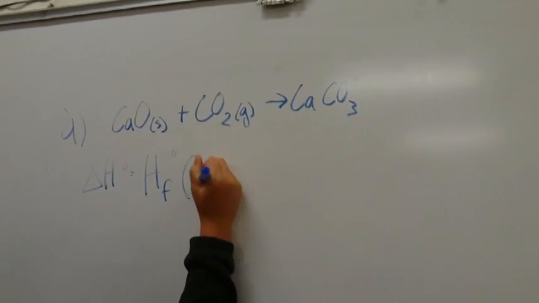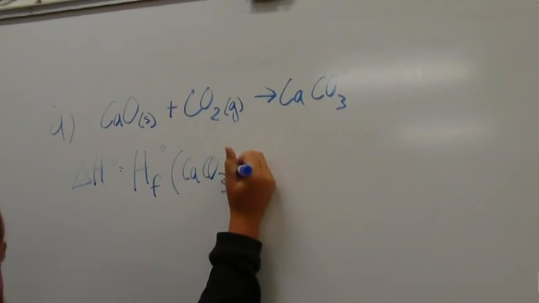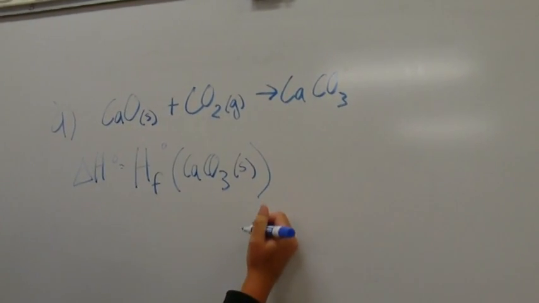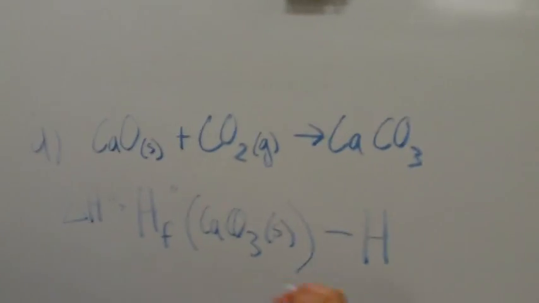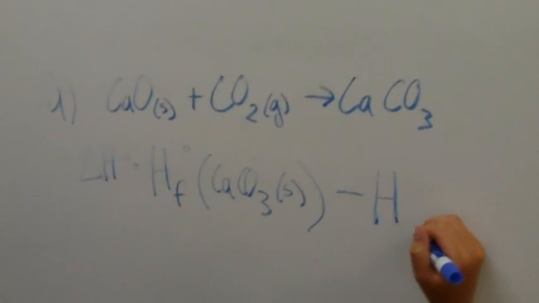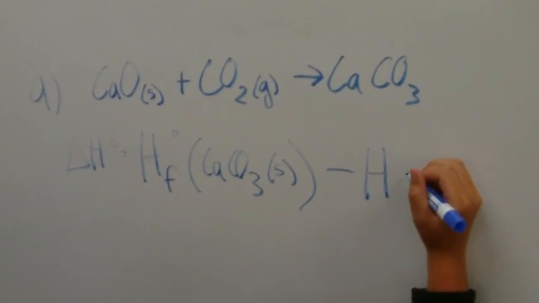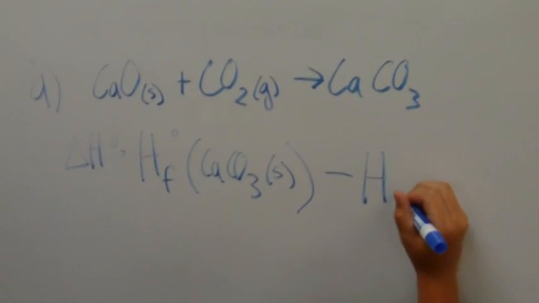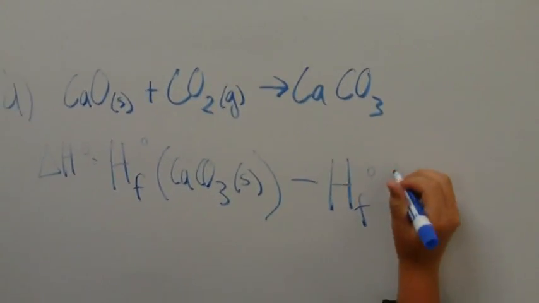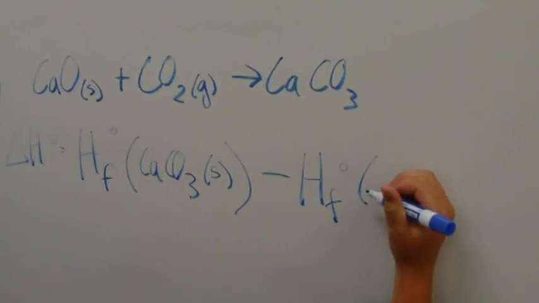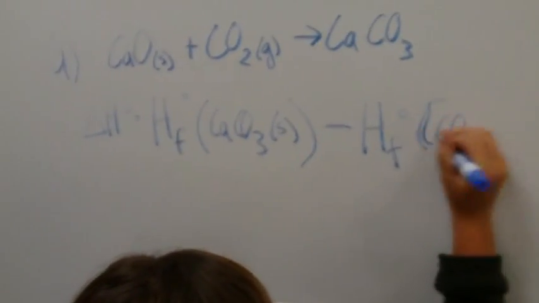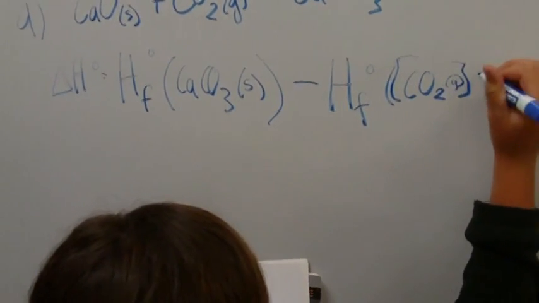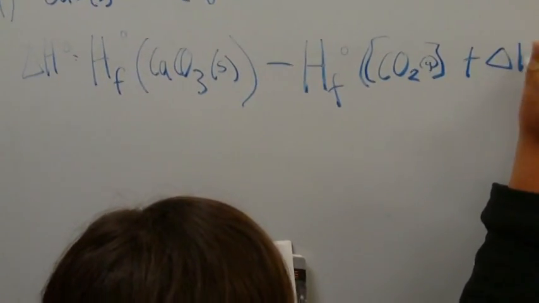Information per mole, CaCO3, solid. These values are found in Appendix C of your textbook. Delta H right here indicates delta H of products minus reactants. So change in enthalpy for the products minus the enthalpy of the reactants. You know what I'm saying. CO2, gas, plus delta H.